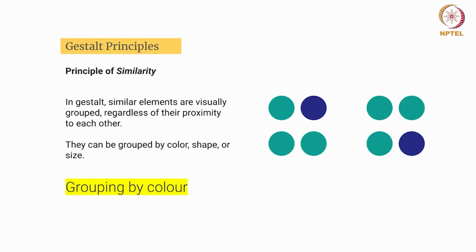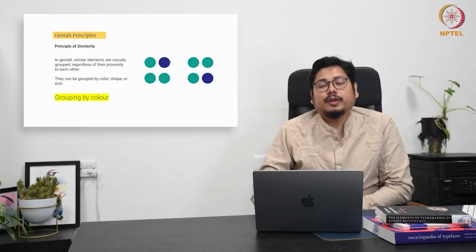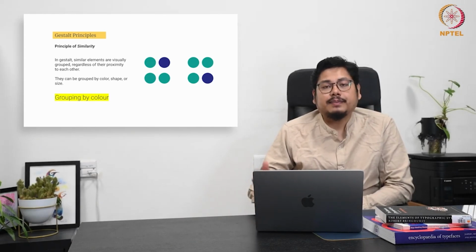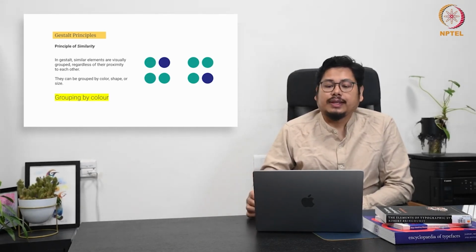So if you see here in this slide, again in the lower portion, it's mentioned that it's grouping by color. So even though these elements are in different groups, right, somewhere or other your brain tends to create similarity based on color. We'll go through different segments of how the principle of similarity can be attained. So this example primarily highlights how color plays an important role in the principle of similarity.